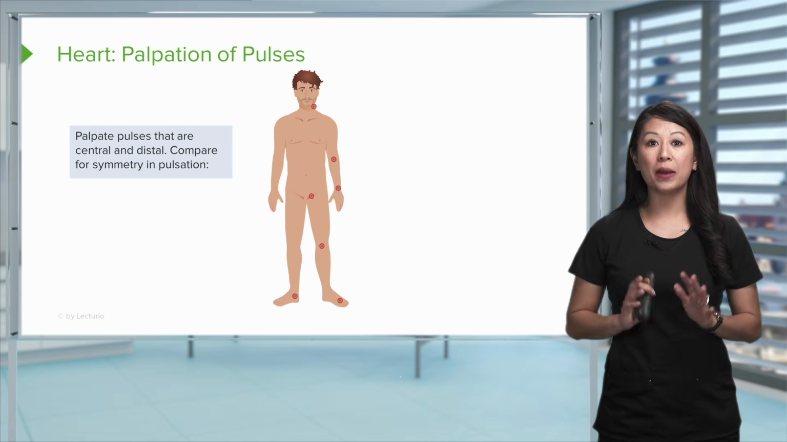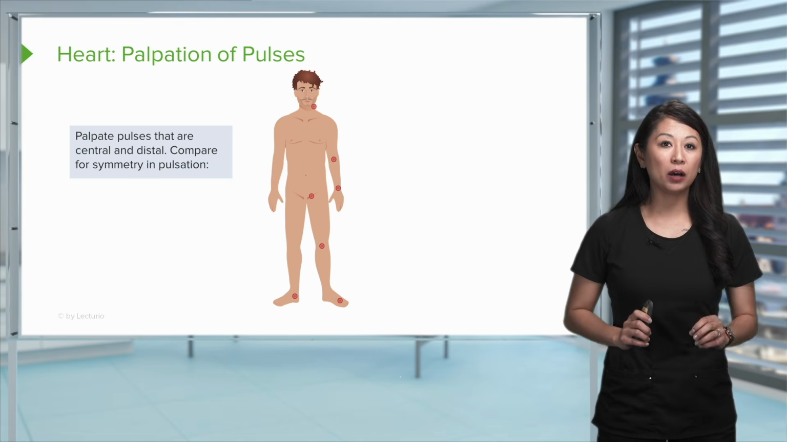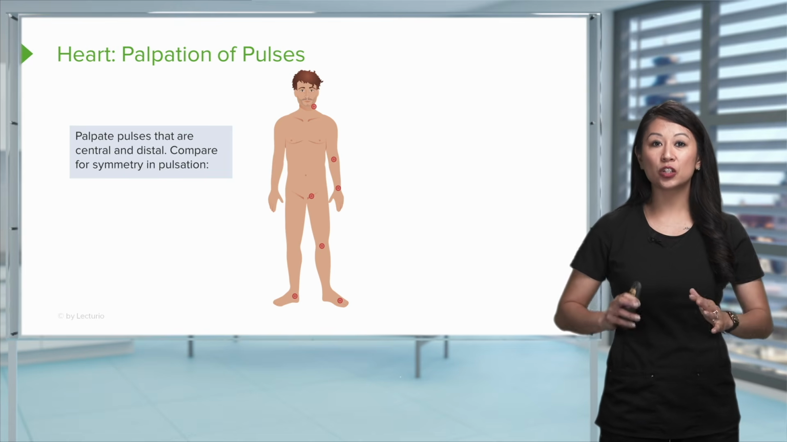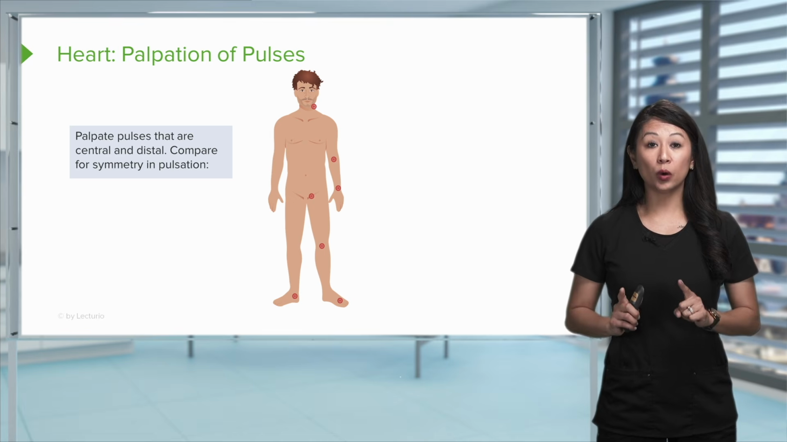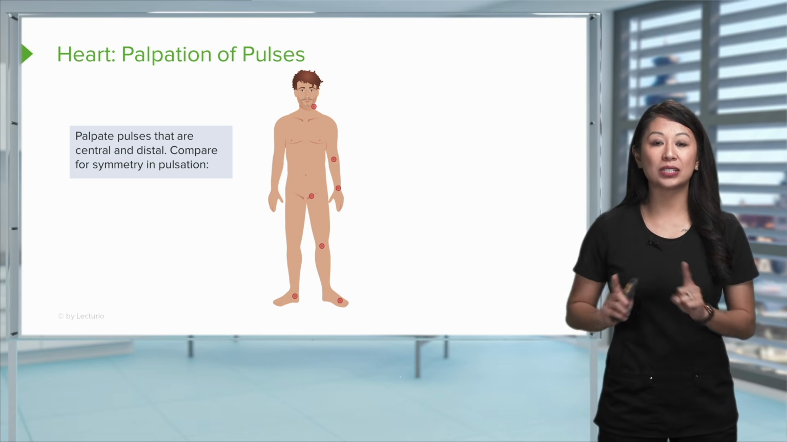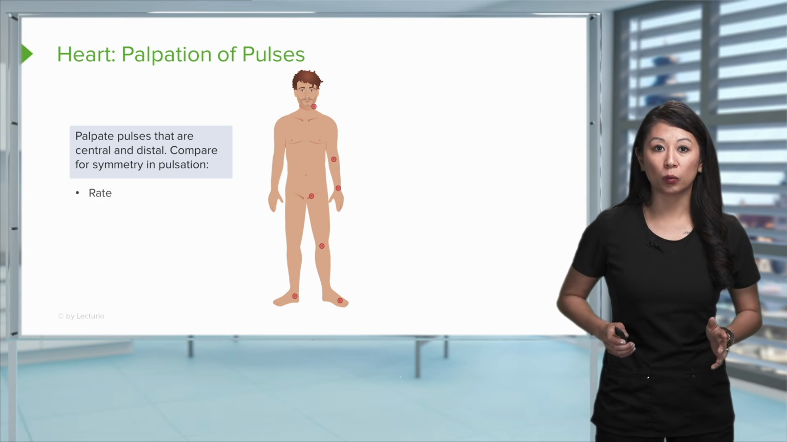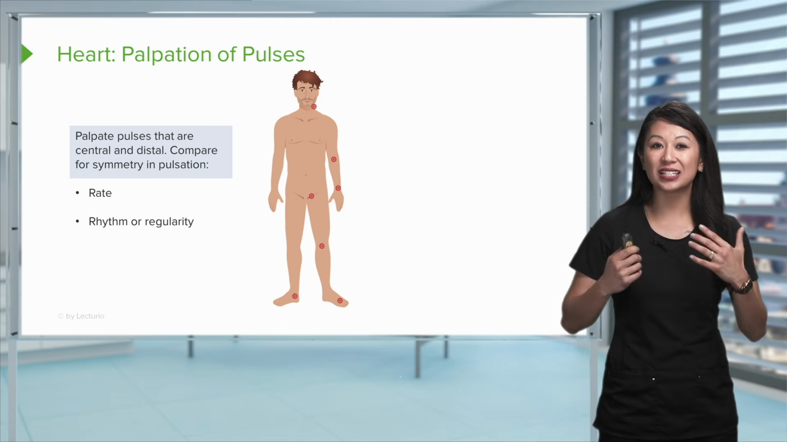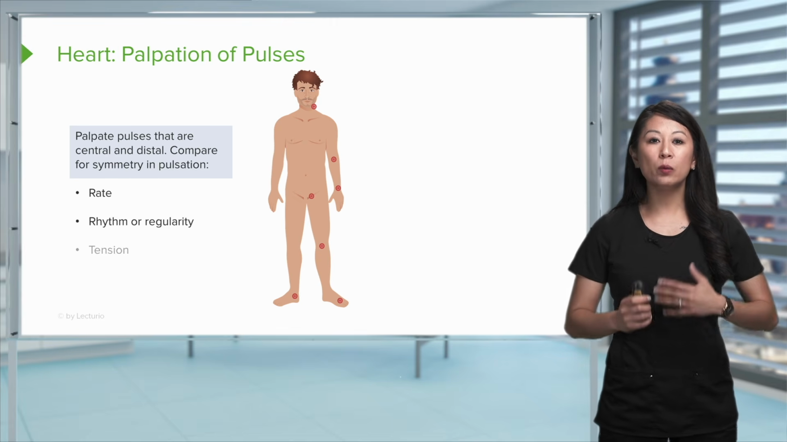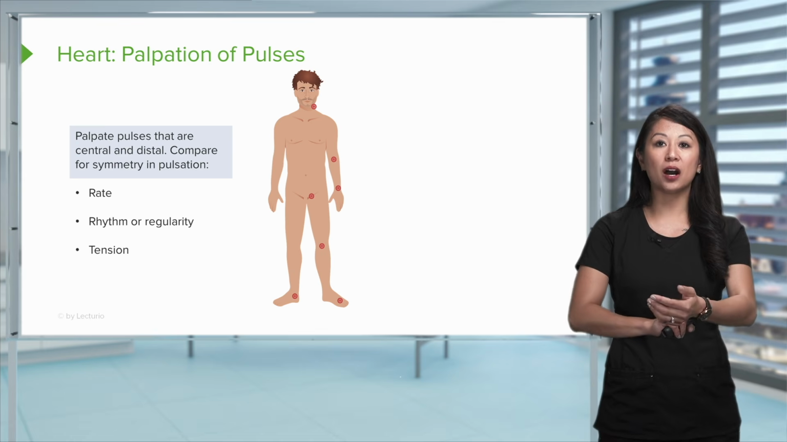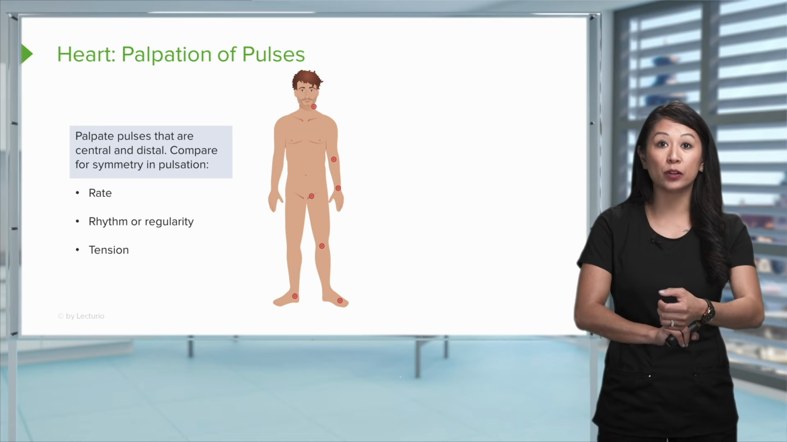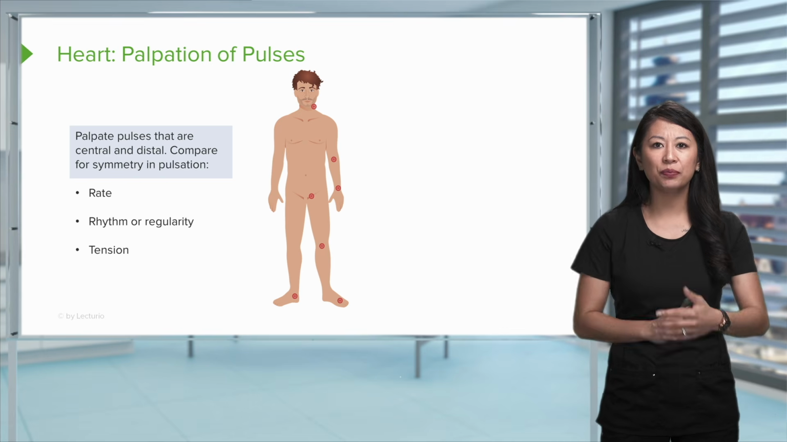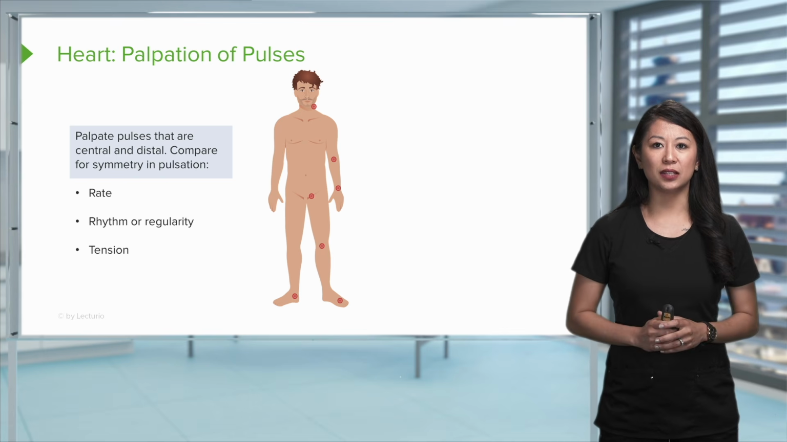So we're talking about pulses. So palpating pulses, if you remember, palpating is the feeling, that are central and distal. Now it's important here that you're going to compare sides. We want to check the rate, we want to check the rhythm and how regular it is, just like that lub-dub. We want to check the tension. So if we talk about compressing an artery, if you push on it, you should feel some like rebound, some flexibility, and there should be a certain amount of resistance.